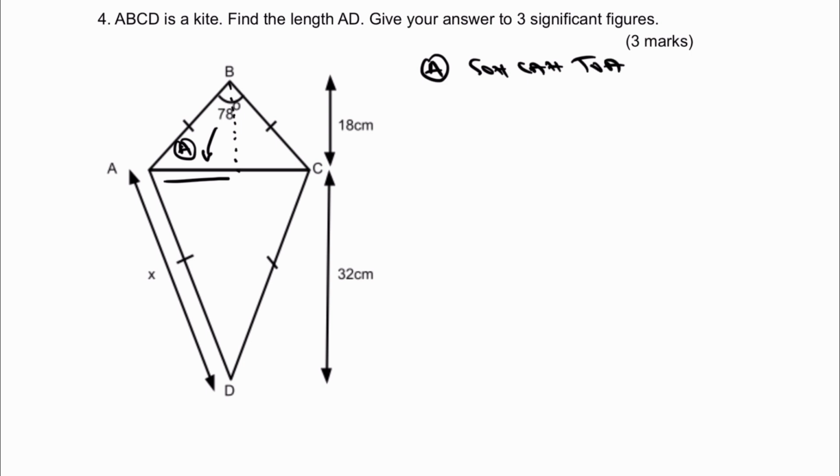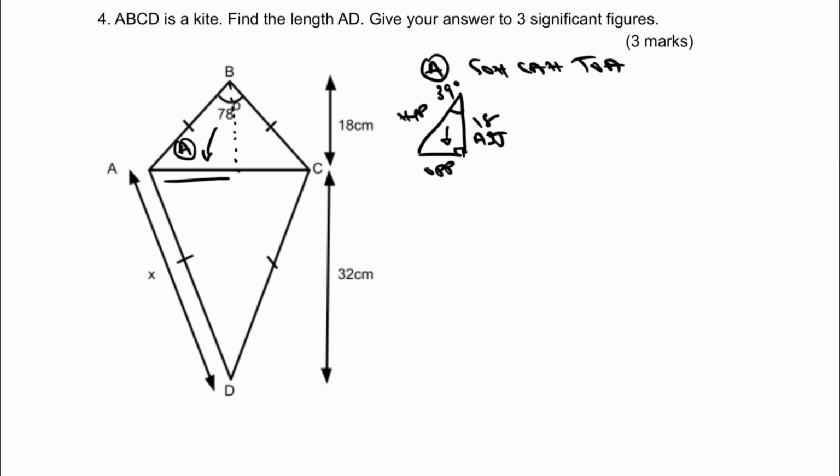SohCahToa, and effectively what I've got is, if I just draw a very quick diagram for you, I've got a right angle here. I know this is 39 degrees because it's half 78. I know this is 18 because it tells me in the actual drawing there, and therefore I know that the bit I'm looking for is the opposite. This would be the hypotenuse, which is the side length of the kite, and then 18 would be the adjacent.